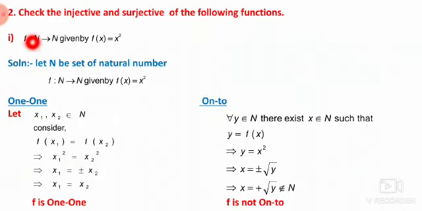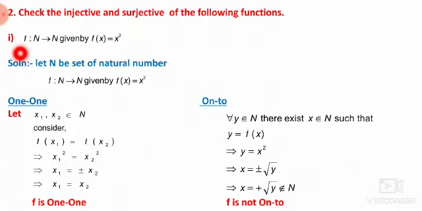Let me begin with the second question. Check the injectivity and surjectivity. My dear students, another name for a one-one function is injective, and an onto function is surjective. In this problem also, we have to check whether the given functions are injective or surjective, or one-one and onto.